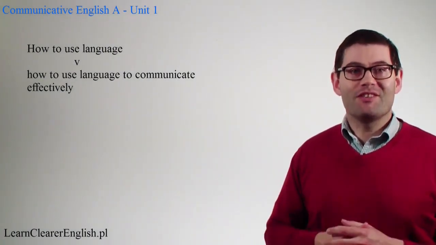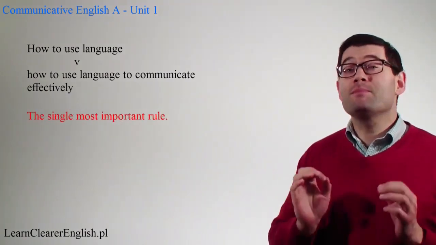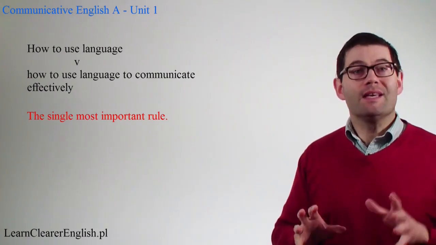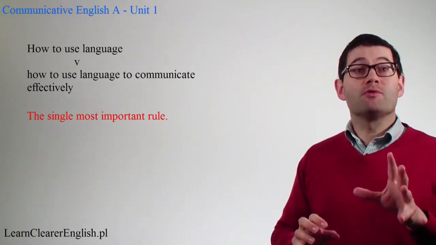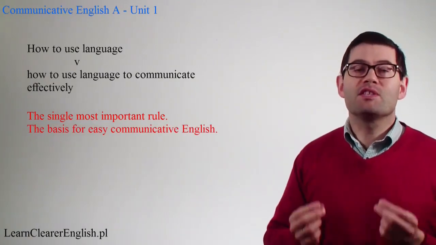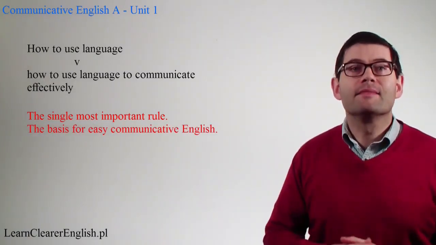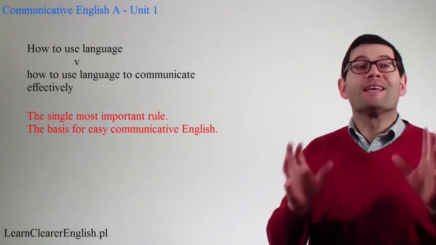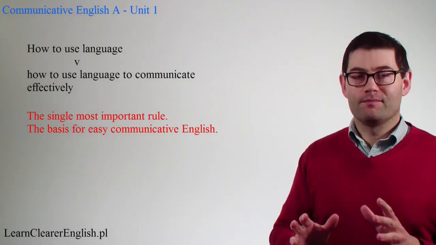In this first unit, we're going to have a look at the single most important rule that you have to remember to communicate effectively. This rule, which the other rules continually refer to, is the basis for easy communicative English. Really. If there's one rule, although I'm assuming you want to know the others, this is it.